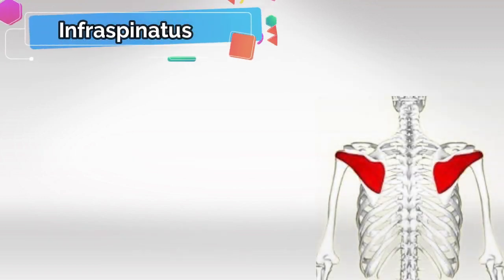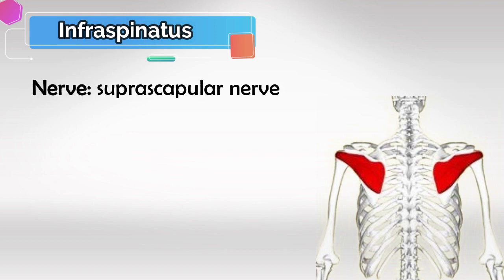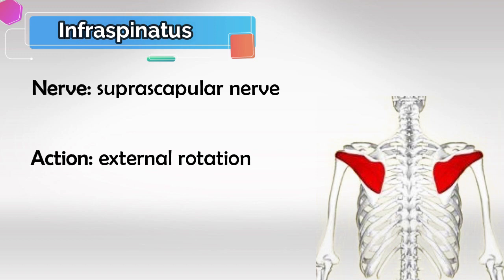And of course, because we have supraspinatus muscle, we also have infraspinatus muscle, and they're both supplied by the suprascapular nerve. The action of infraspinatus muscle is simply for external rotation of the arm, and the associated pathology is called pitcher's arm.